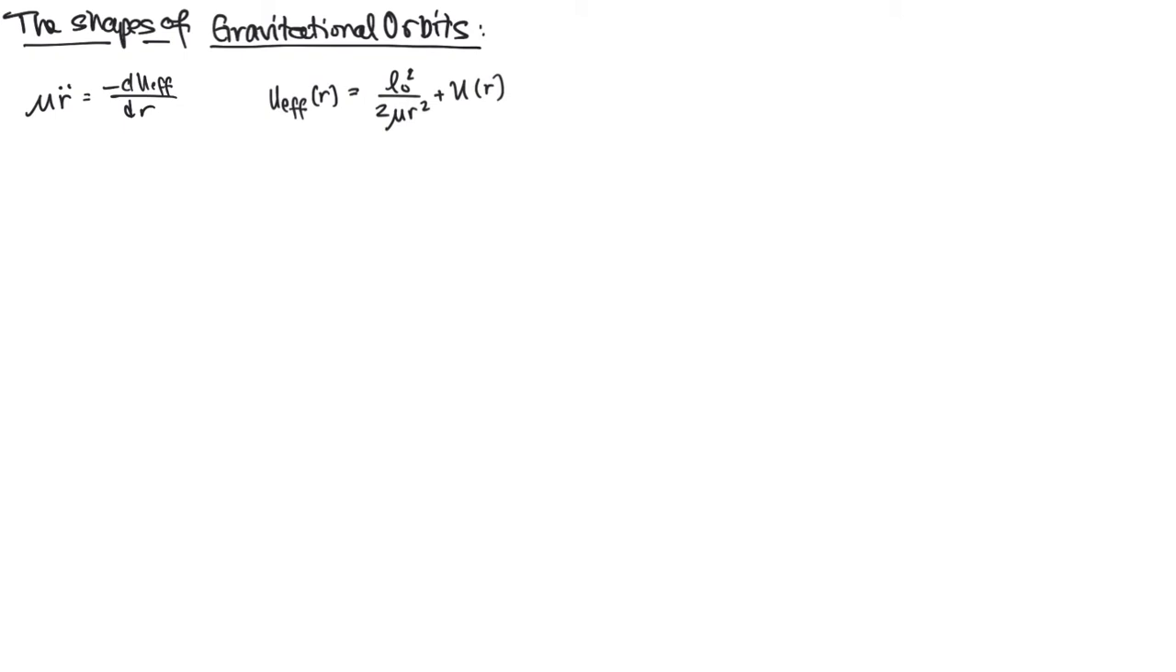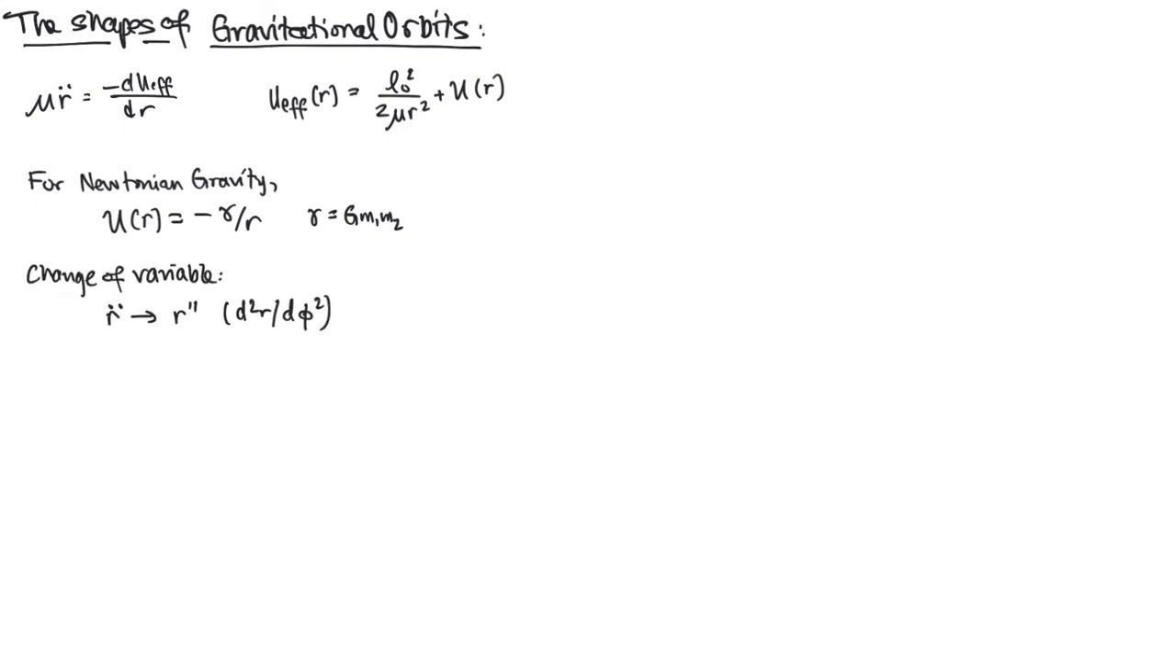In this case, we're going to focus specifically on Newtonian gravity, and in Newtonian gravity, we have a very specific potential. The potential is minus GMm over r. It's a 1 over r potential. And what we found in the last video is if you take this equation of motion, the second order differential equation of r with respect to time, and you change, using the chain rule, the derivatives from time derivatives to spatial derivatives, then you find a shape of the orbit.